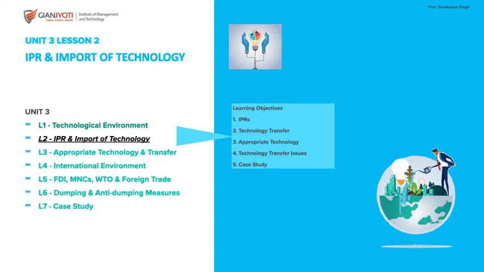The learning outcomes for this lesson are: we'll go into the depth of intellectual property rights. Then we'll talk about technology transfer. We'll also look at appropriate technology. What is that? And what are the issues when you are thinking of importing or exporting technology? That is technology transfer issues. And then we'll take up a small case study so that we can understand the concepts.